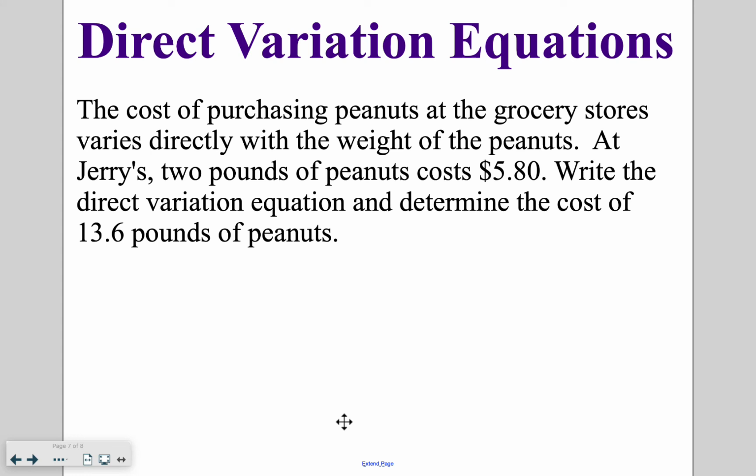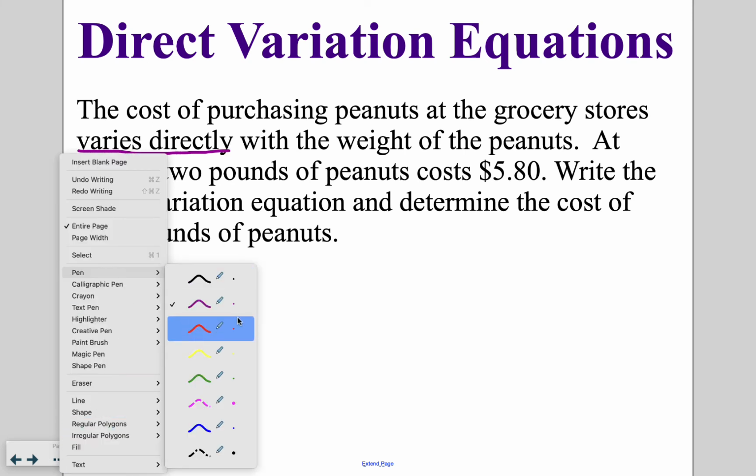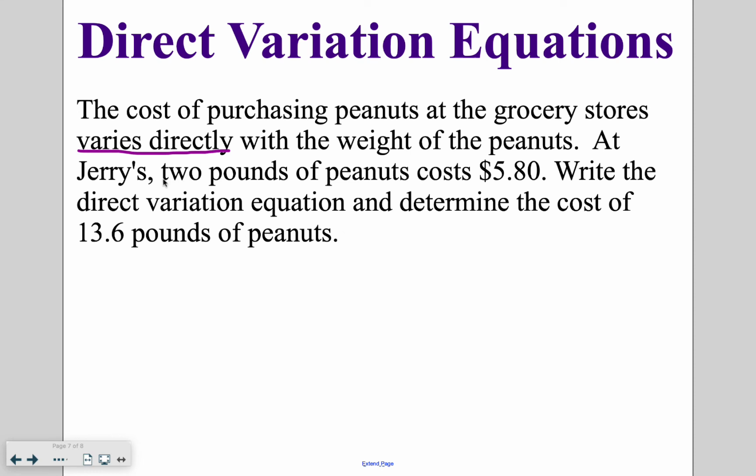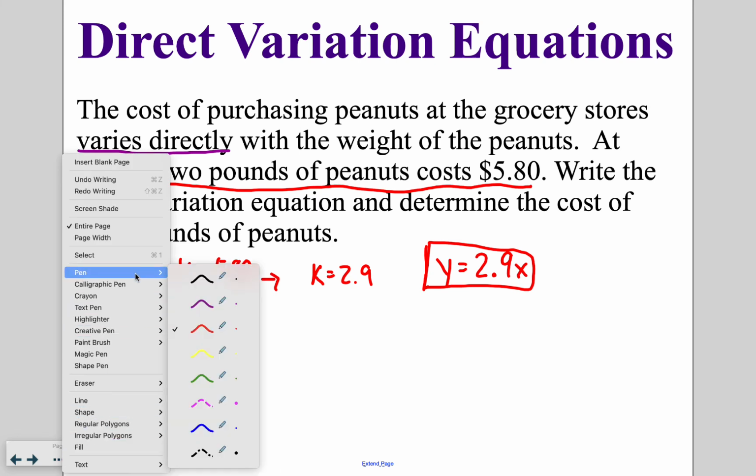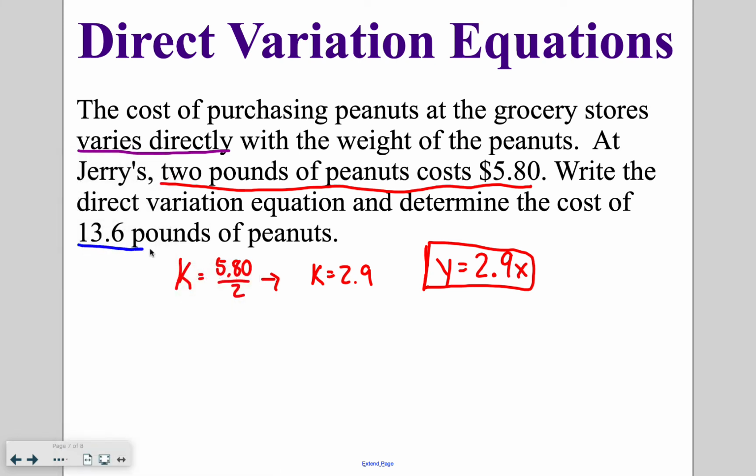In this next example, it's the same kind of idea, but now instead of getting our information from the graph, we are getting it from a sentence. So it says the cost of purchasing peanuts at the grocery store varies directly with the weight of the peanuts. Again, telling us it is direct variation. At Jerry's, 2 pounds of peanuts cost $5.80. Go ahead and use this information to find the k value. So we find that our k value is 2.9, meaning that our equation is y equals 2.9x.